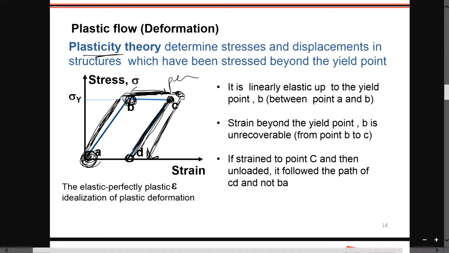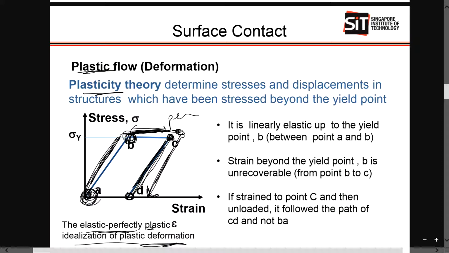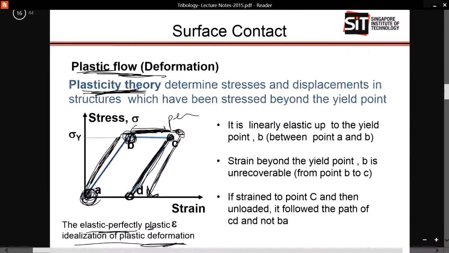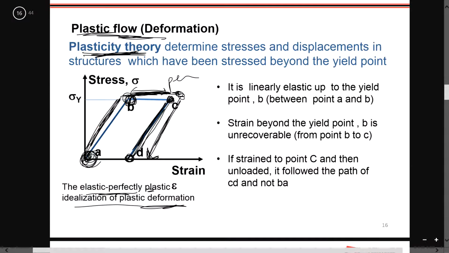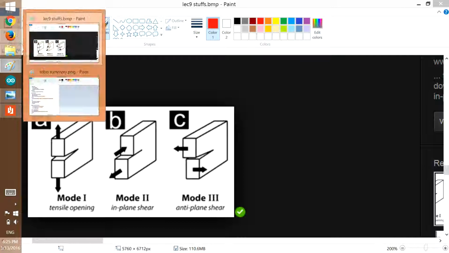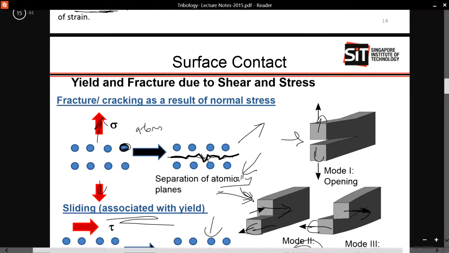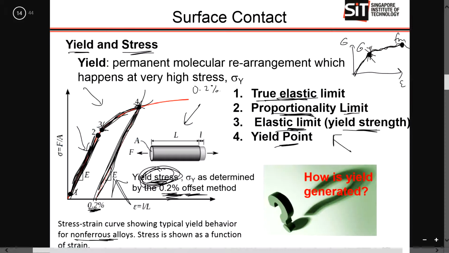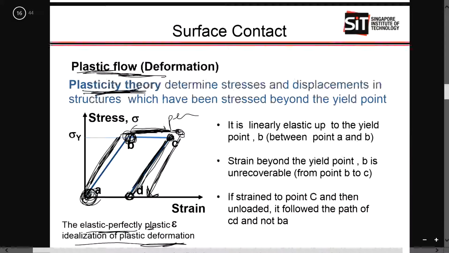This is called the elastic perfectly plastic idealization of plastic deformation. It's more on the plastic deformation, so this is the plasticity theorem. Take note of this theorem. I don't think it's needed, but in the future you may need it. I'll just stop here in case it gets too heavy. All in all, the takeaway from these few slides is the types of shearing and the plasticity concept.